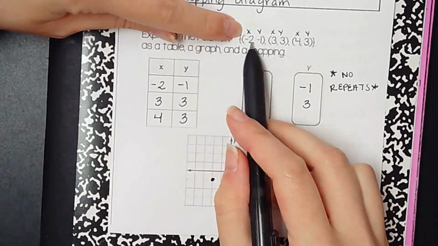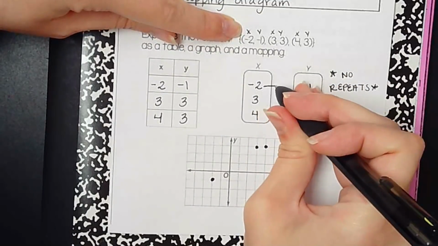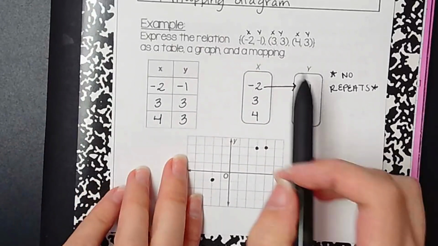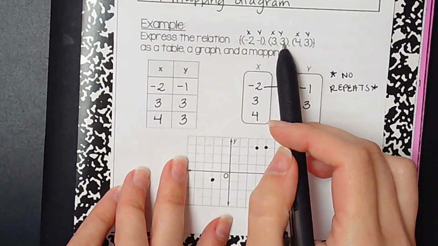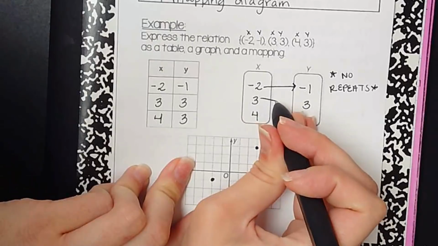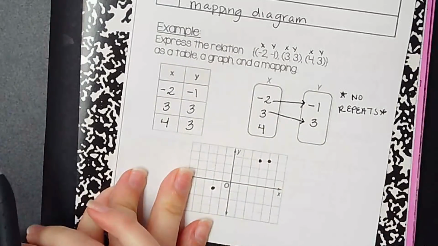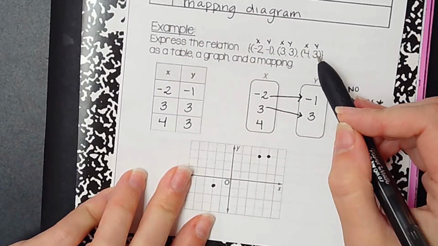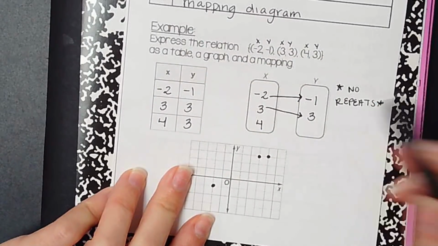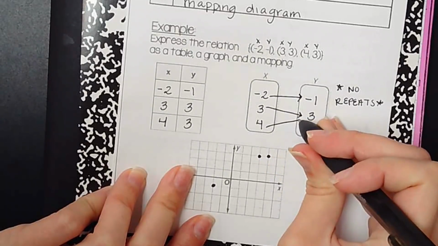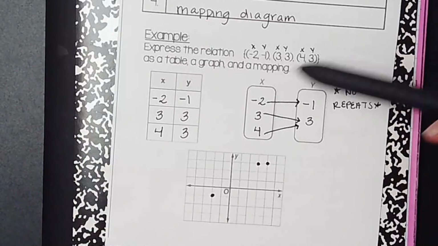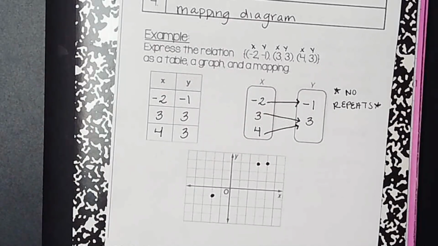So -2 maps to -1. So I draw an arrow that goes from -2 to -1. +3 maps to +3. So I draw an arrow from +3 to +3. 4 also maps to +3. I don't need a whole new 3 in here. I just need an arrow that goes from +4 to +3. So these 4 different representations are all the same relation. They're just showing it in different ways.